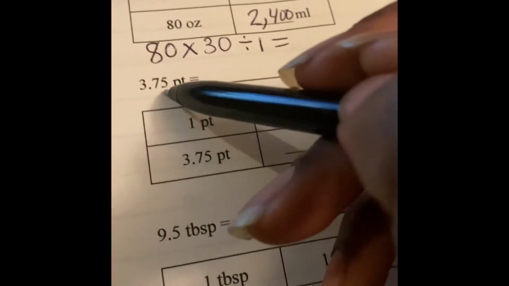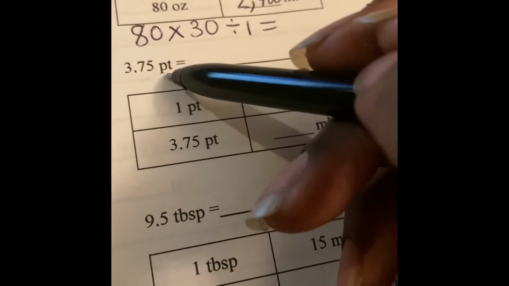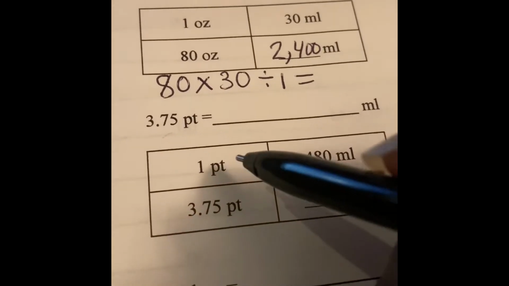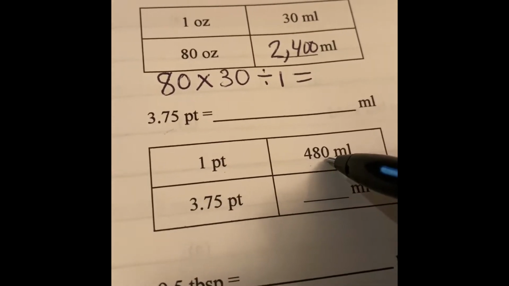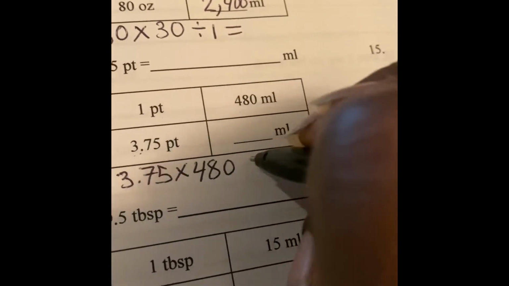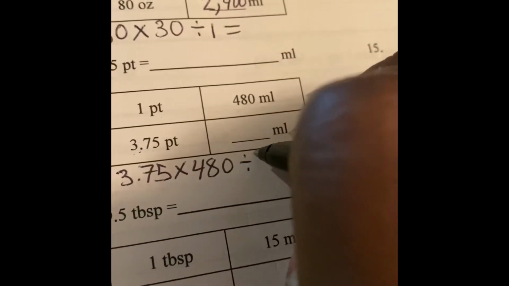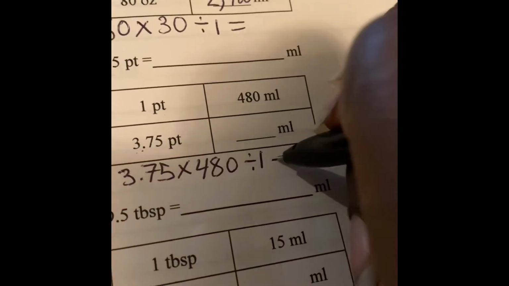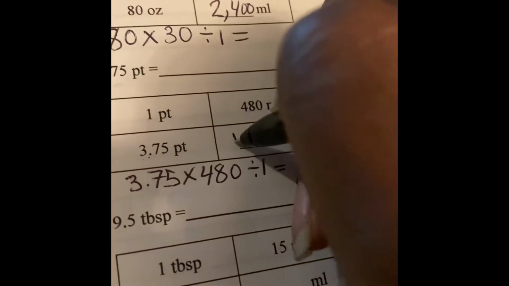Okay, so for number 12, you have 3.75 pints equals blank ml. Well, 1 pint equals 480 ml. So you need 3.75 pints. You do 3.75, multiply it by 480, divide it by the amount you need, which is 1, and your answer is going to be 1,800.